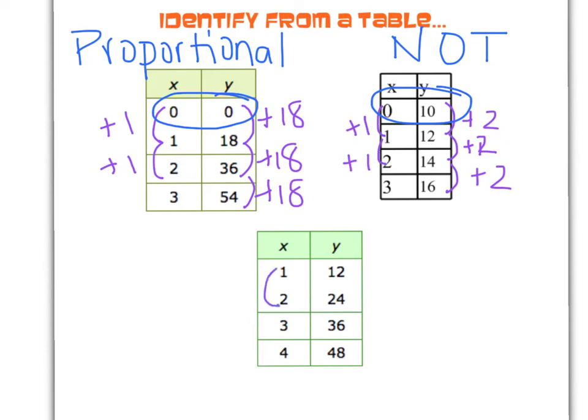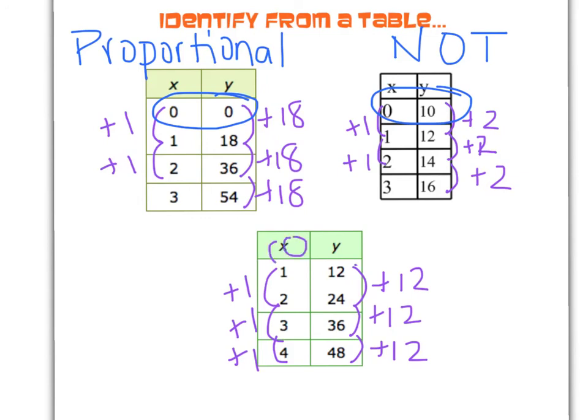And the final table. X is going up by 1s at a constant rate. Y's also going up at a constant rate of 12, so it is linear. This one I don't know the y-intercept right away, but I can work backwards to 0. And then if I work backwards in the y, I'd be taking away 12. So my y-intercept would be at 0, 0. So that means that it's linear, has a y-intercept of 0, 0, which makes it proportional.